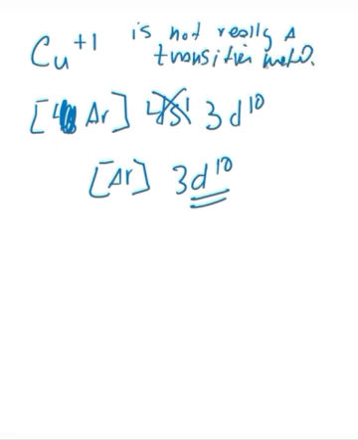All right, so it's not going to form those bright colors that you would expect with other transition metals, and it won't have some of the other properties that we talked about. The other one that's kind of the exception as well is going to be the zinc plus 2 ion.